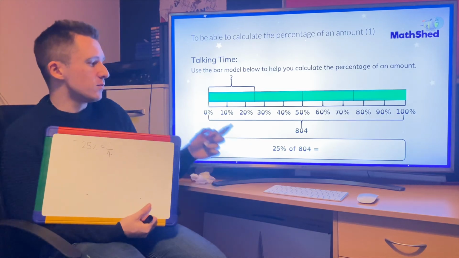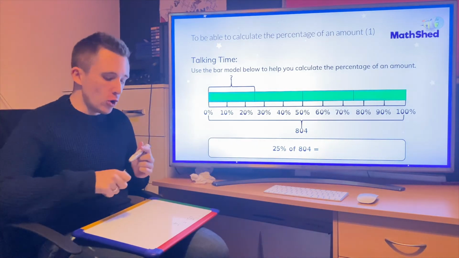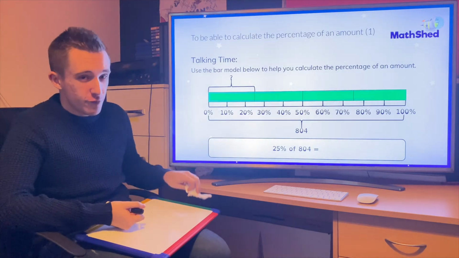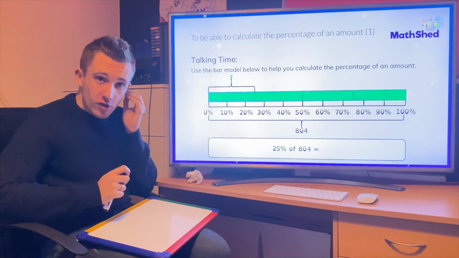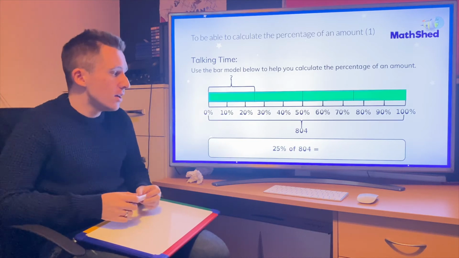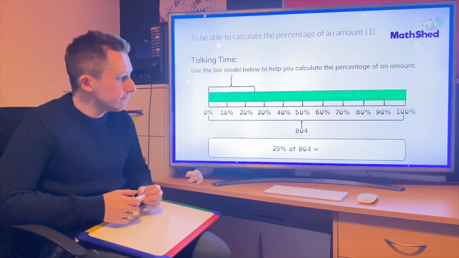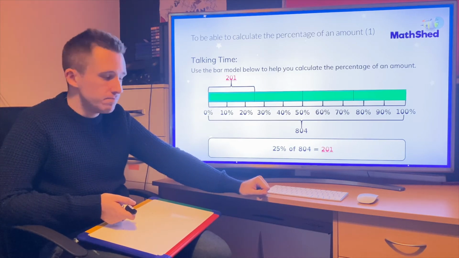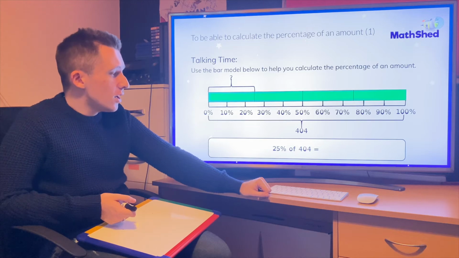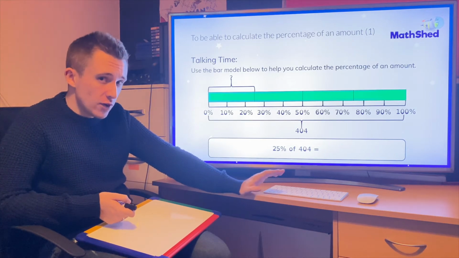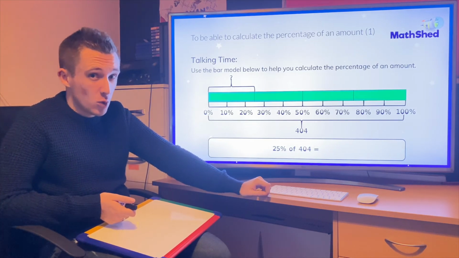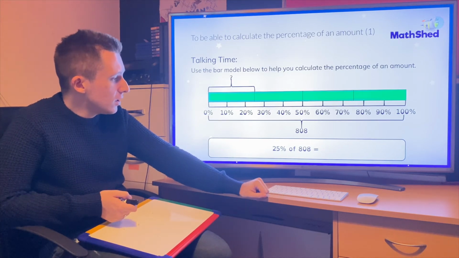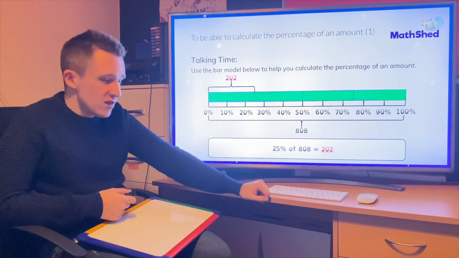Can you have a go at that one? 25% of 804. So you're going to take 804 and divide it by 4, because there are 4 parts, and 25% is the same as a quarter. Okay, you should have got 201 for that one. 25% of 404, again, you divide by 4, because 25% is the same as a quarter. 101. And again, 808 is 202.